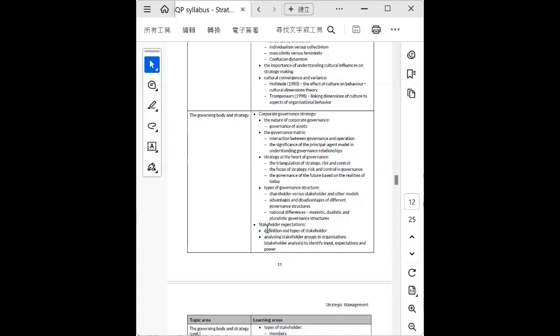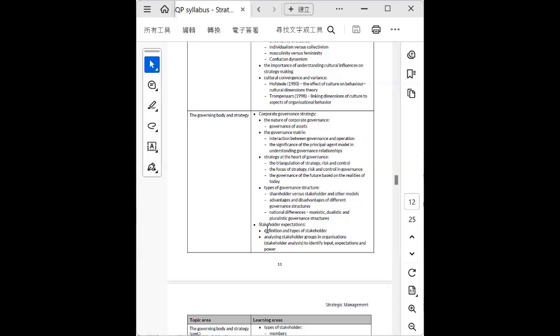Governance metrics. Under this topic, we introduce governance matrices, explain the interaction between governance and operations, and the significance of the principal-agent model in understanding the governance relationship. So look at the interactions, firstly, between governance and operations, and the significance of principal-agent models in the governance relationship. For those who have learned about corporate governance, you should know this quite well already.